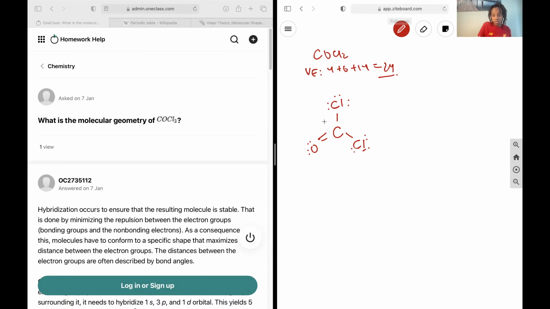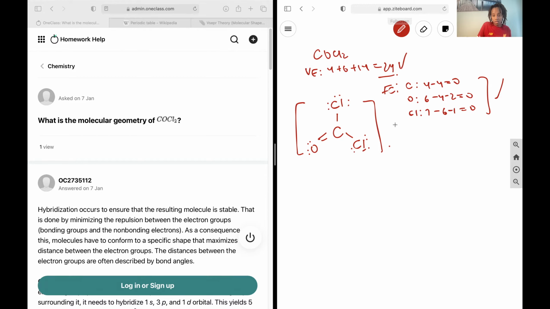Double check your electrons again. 2, 4, 6, 8, 10, 12, 14, 16, 18, 20, 22, 24. Valence electrons all check out. Double check our formal charge. On the carbon, it's going to be 4 minus 4, 0. On the oxygen, it's going to be 6 minus 4 minus 2, 0. And lastly, on the chlorine, it's going to be 7 minus 6 minus 1, 0. So our formal charges all check out. Our valence electrons check out. So this is obviously the correct Lewis structure.